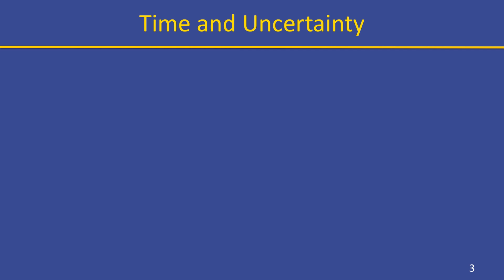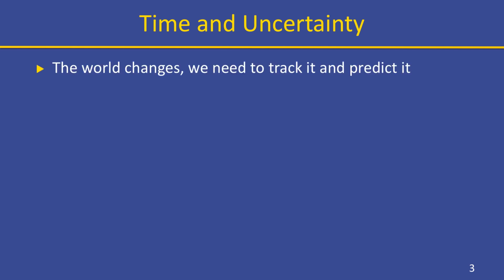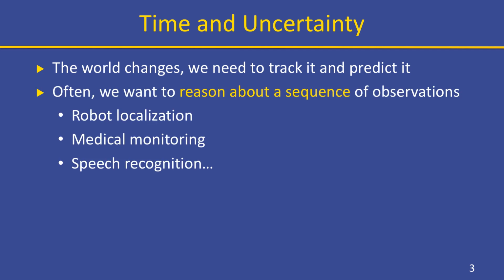So far, we have dealt with uncertainty in a static world. In our treasure hunt homework, the treasure does not move while we are looking for it. In practice, the world changes over time, and we only observe part of it. We need to be able to track it and predict it. So often, we want to reason about a sequence of observations. Examples include robot localization, medical monitoring, and speech recognition.